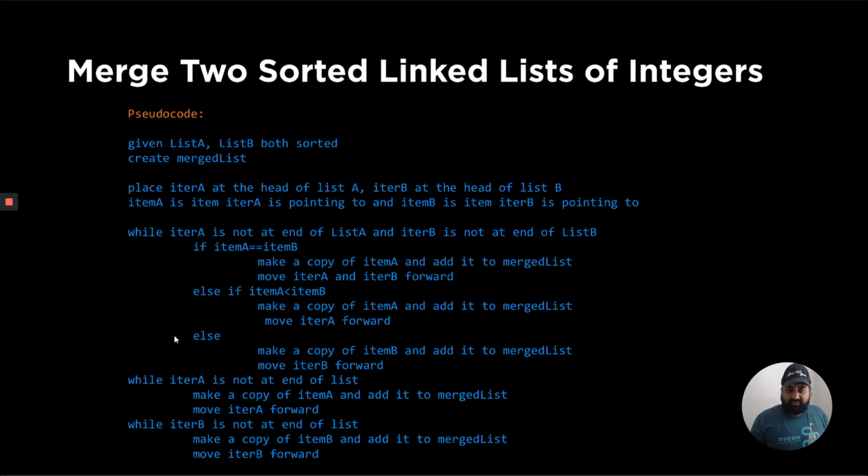Since we are out of time, I'm not going to discuss this question on merging two sorted linked lists. We are going to discuss this in Monday's problem solving lecture, because on Friday I want to focus on stacks and queues.